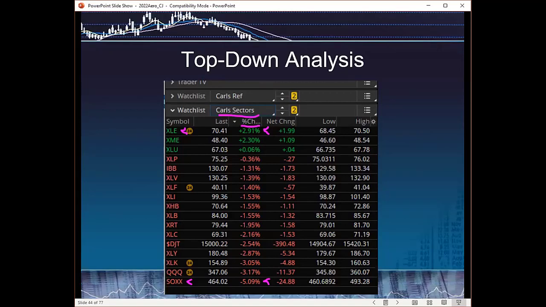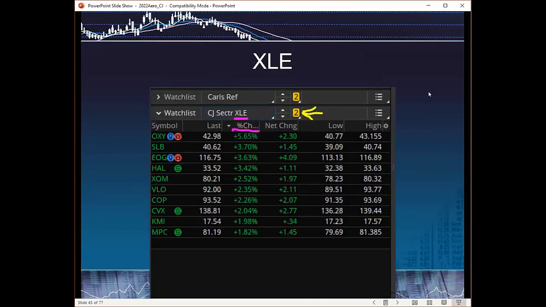So all I do is look at this watch list, and immediately, if I'm looking for bullish opportunities, I see the strongest sector is the XLE or energy. If I'm looking for bearish opportunities, I can see SOX, so the semiconductor, is the weakest at this moment in time. Having done that, I next go to a watch list for that sector, in this case XLE, and see what was the strongest stock in that sector.